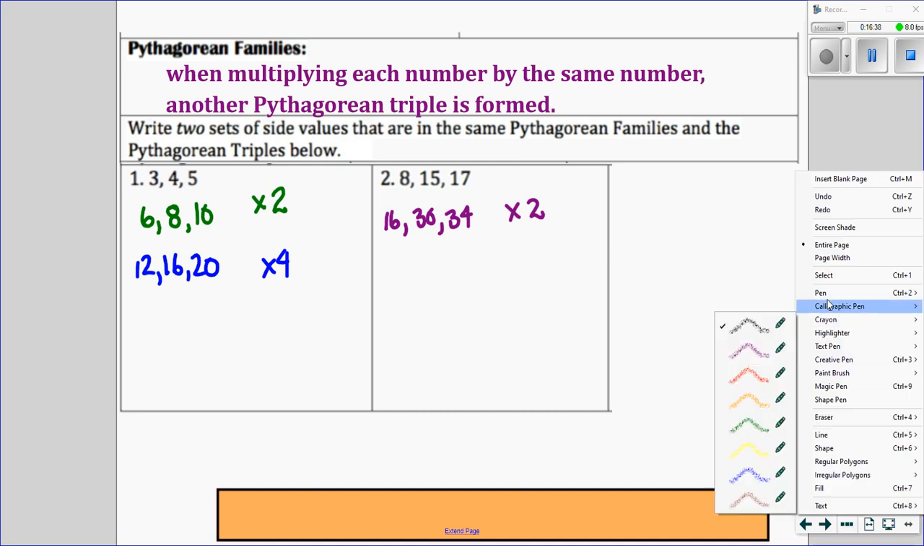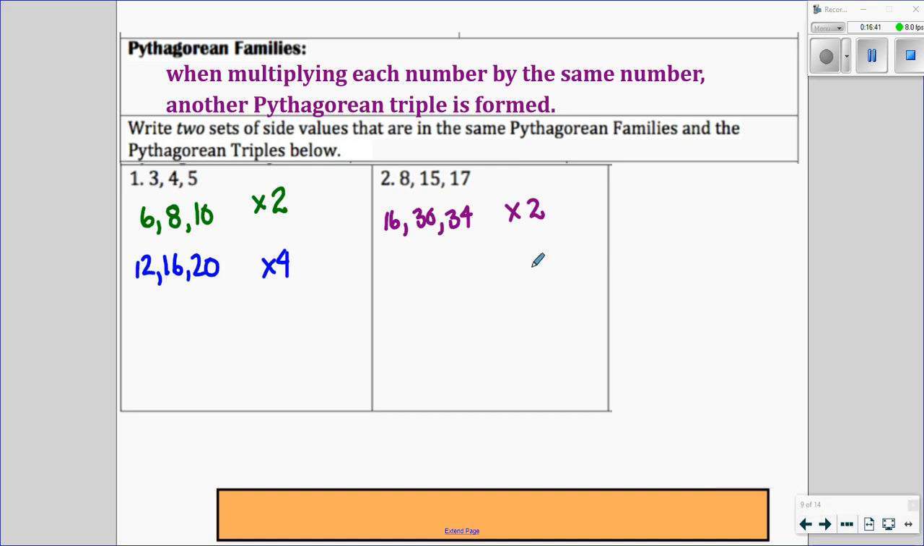And let's just do one more. If I multiply this by, say, 10, this would be 80, 150, 170. 80, 150, 170 are a triple, and they're part of the 8, 15, 17 family. So that's all that they're talking about with the Pythagorean families. You're just taking a number, multiplying it to the three numbers, and you're going to form triples, and it's part of that family.